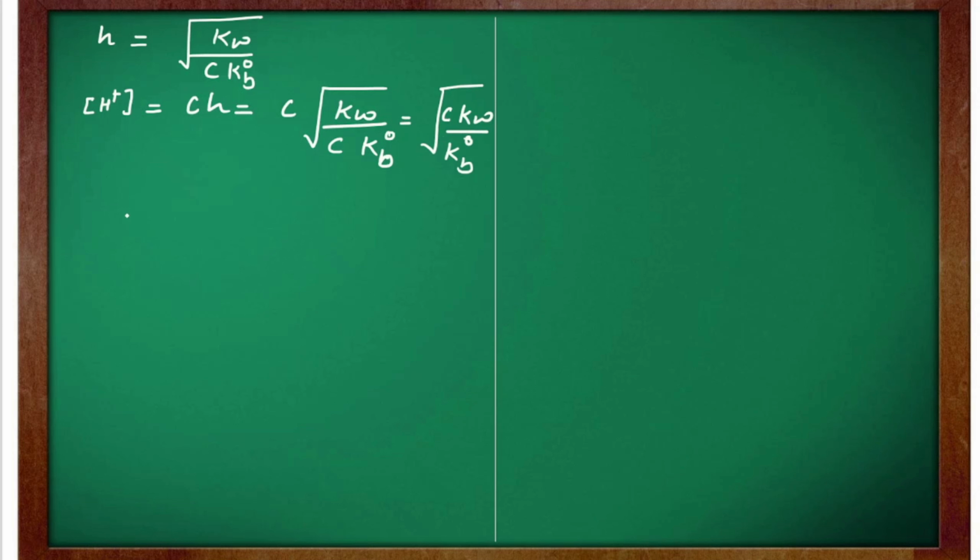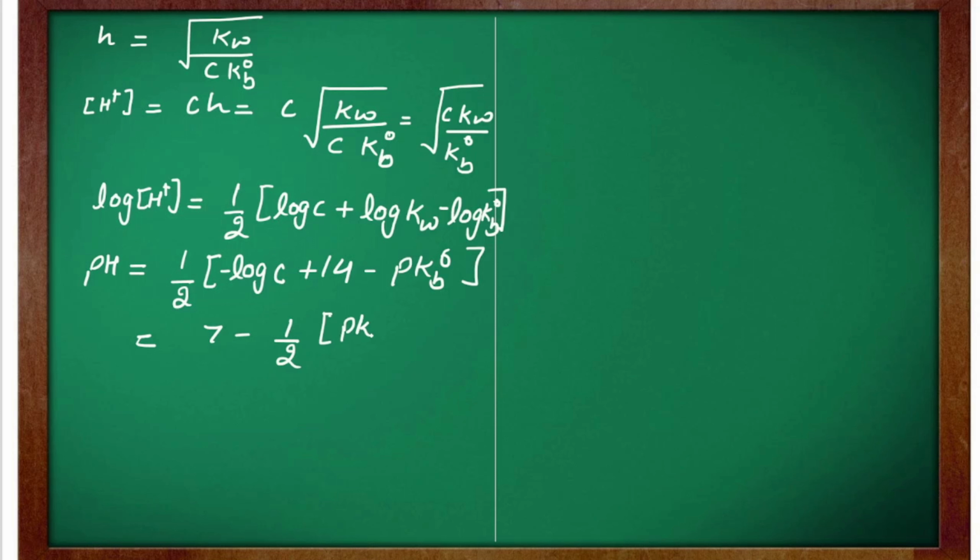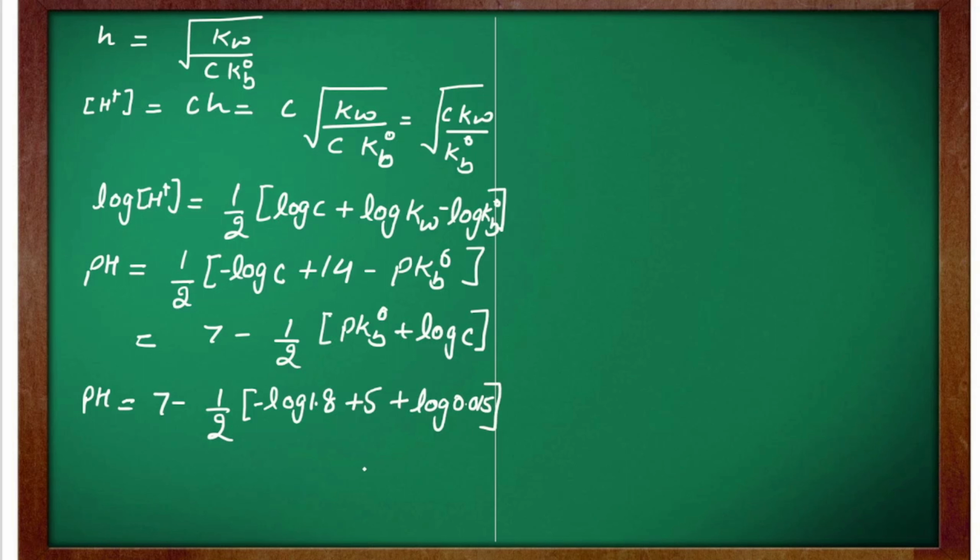By putting the h value, hydrogen ion concentration is equal to square root of C multiplied by Kw divided by Kb. By taking log on both sides, pH is equal to half of 14 minus log C minus pKb. pH is equal to 7 minus half sum of pKb and log C. By putting the value of Kb and concentration of salt, pH equals 5.54.